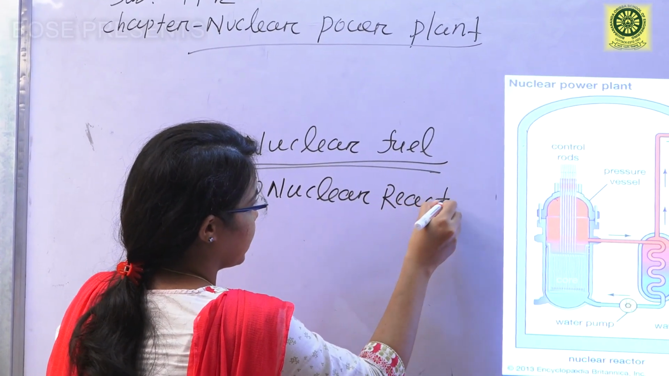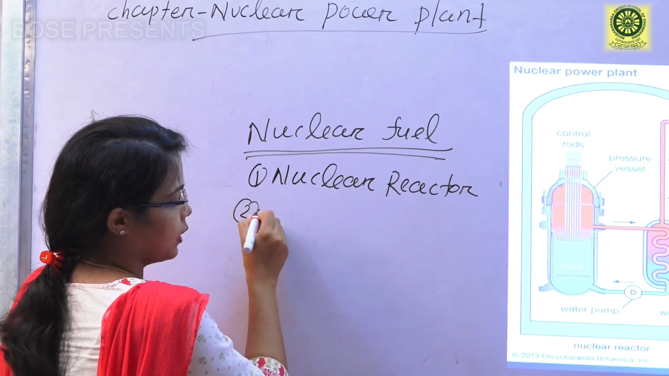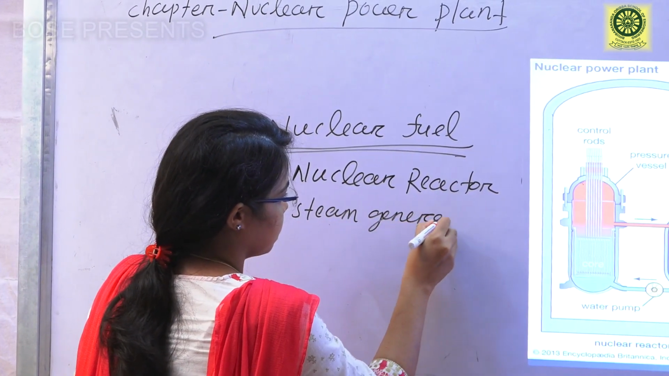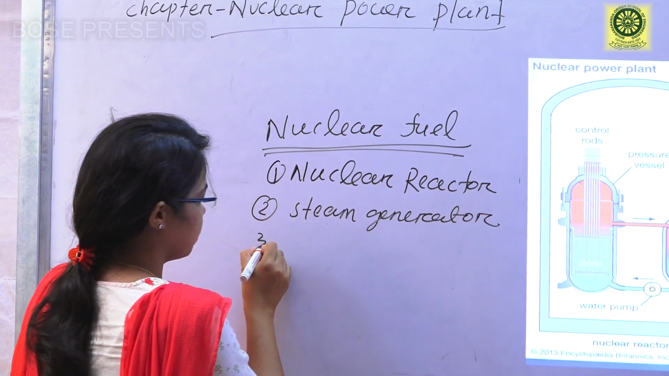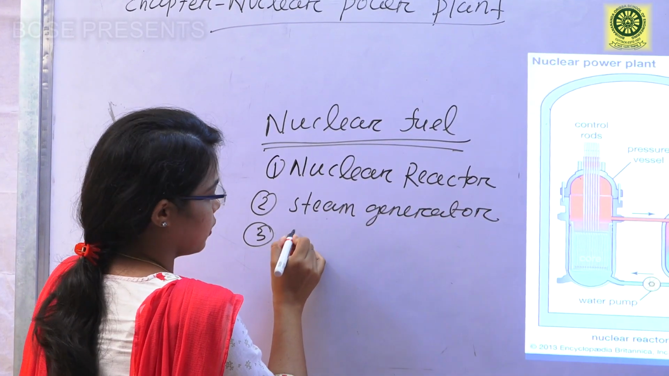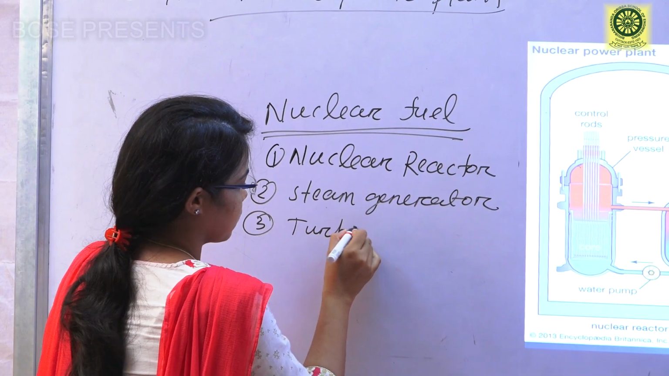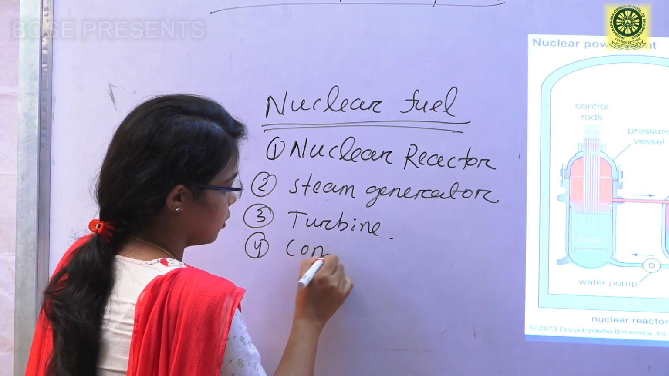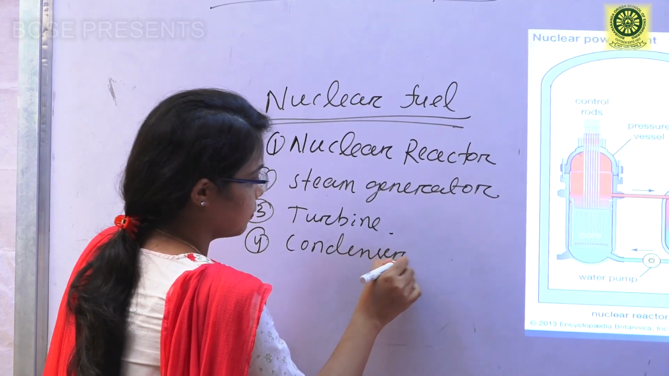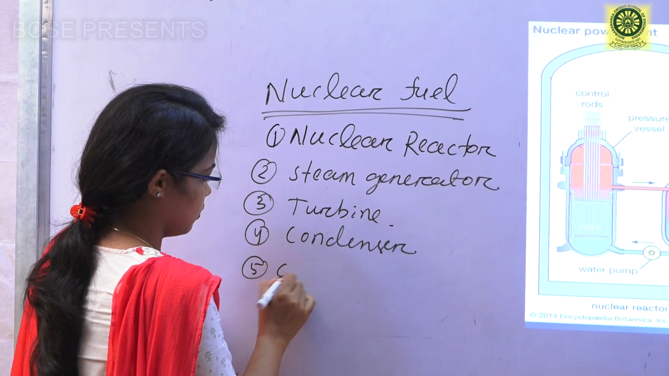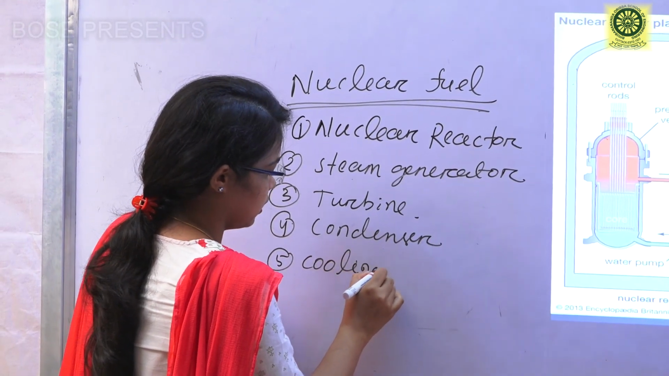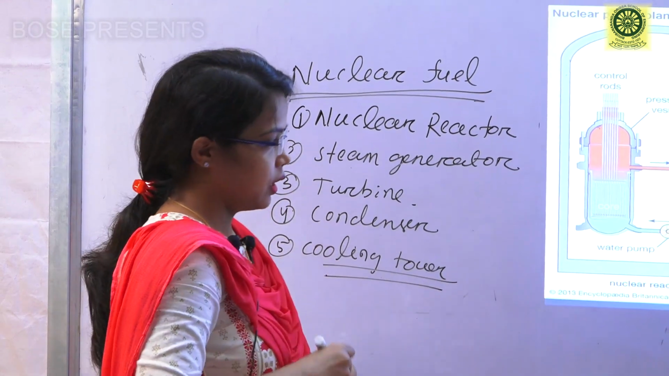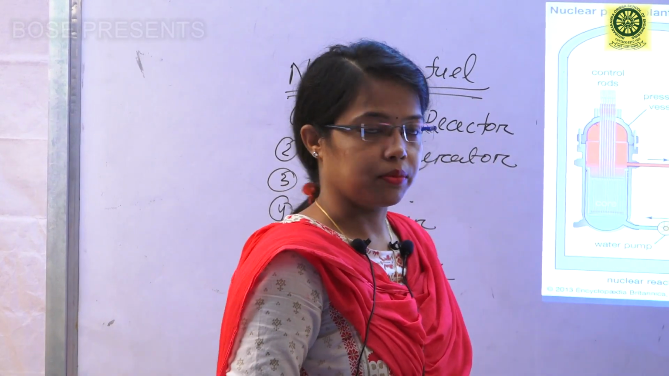Nuclear reactor, then the second one is the steam generator, then turbine. You all are familiar with these terms. Then condenser, then how the entire process happens.